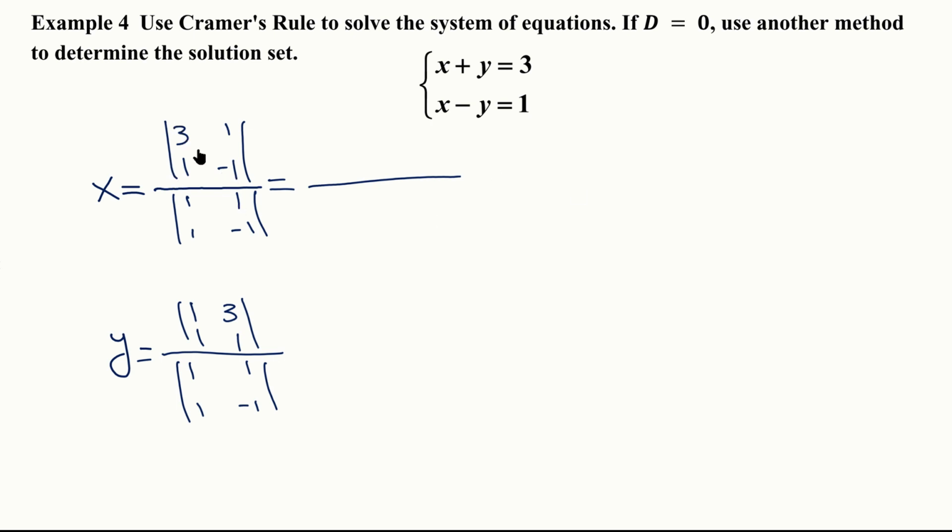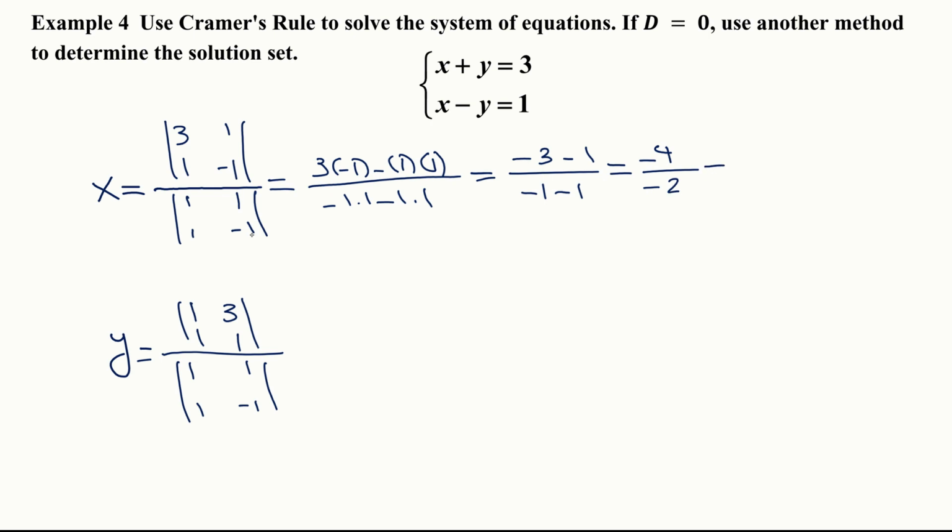So this determinant is of course going to be 3 times negative 1 minus 1 times 1, and the bottom determinant is going to be negative 1 times 1 minus 1 times 1, right? So we're going to end up with negative 3 minus 1 over negative 1 minus 1. So that's going to be negative 4 over negative 2, which is going to be positive 2, okay?